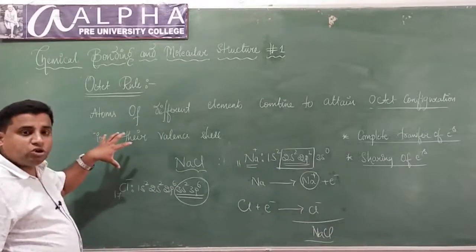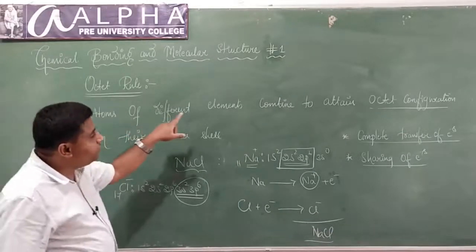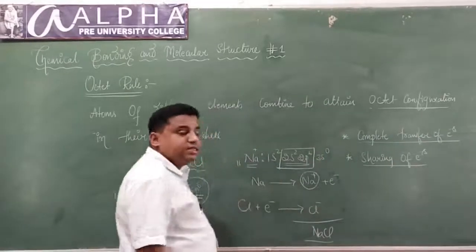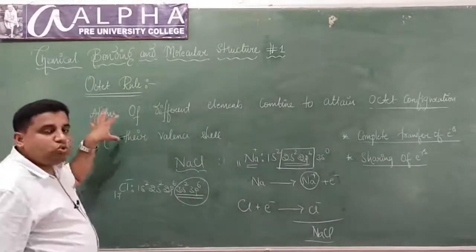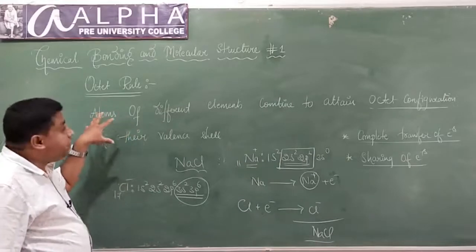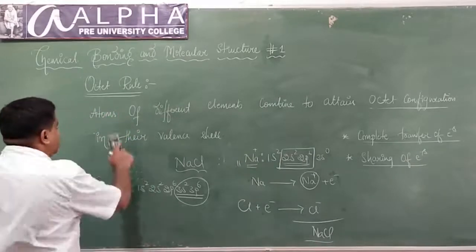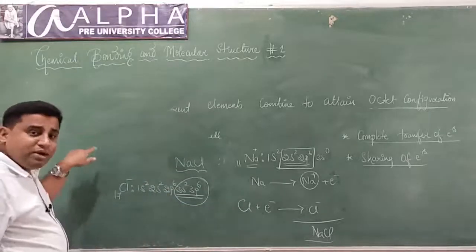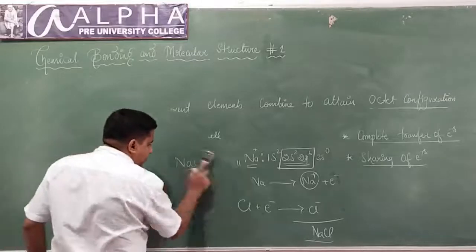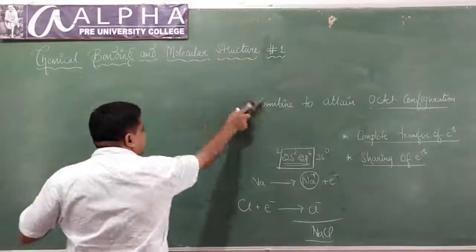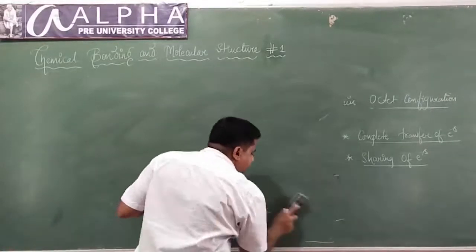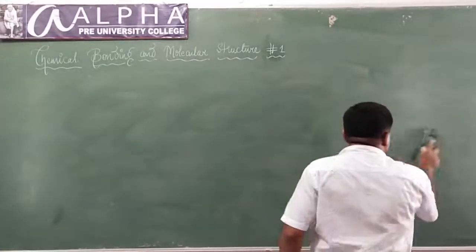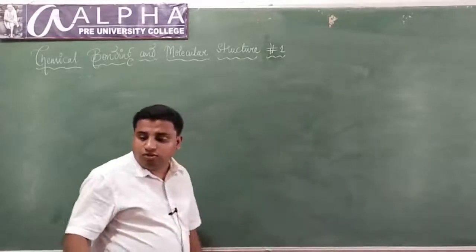But did you understand this octet rule? State the octet rule: atoms of different elements combine to attain the octet configuration in their valency shell. But this rule has certain limitations. So what are the limitations of the octet rule? The questions will come from the limitations of the octet rule. Nobody will ask you the octet rule itself, but the questions will be on its limitations.